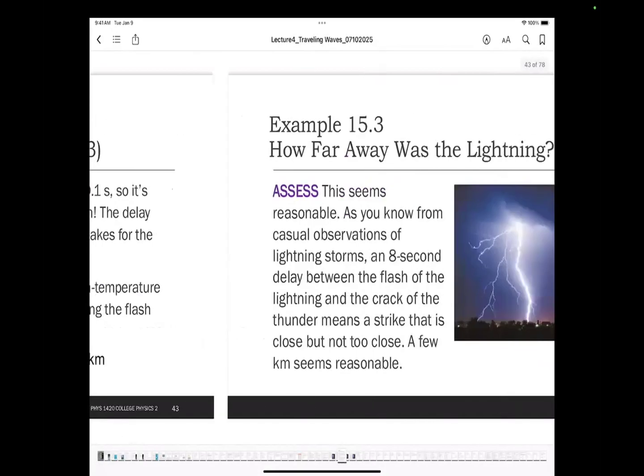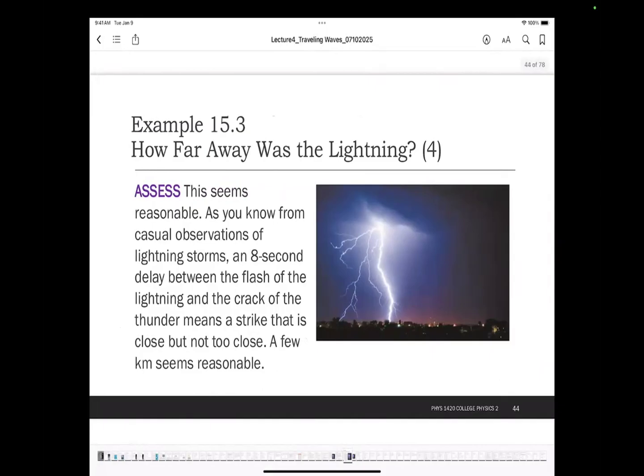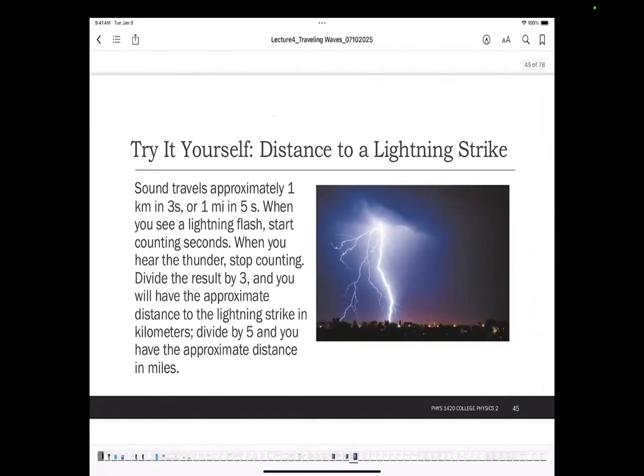Okay, let's do an assessment. This seems reasonable. As you know from casual observations of lightning storms, an 8 second delay between the flashing of the lightning and the cracking of the thunder means a strike that is close but not too close. A few kilometers seems reasonable. If it is too far, you cannot see it. Okay, let's continue. You can try it yourself, finding the distance to a lightning strike.